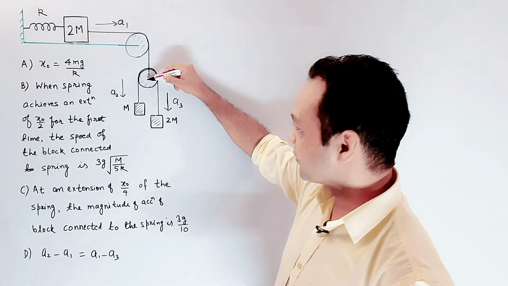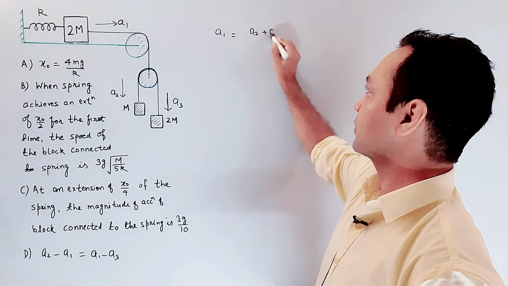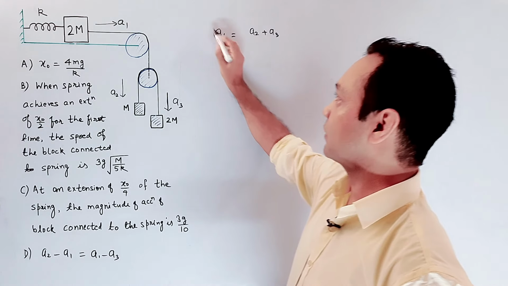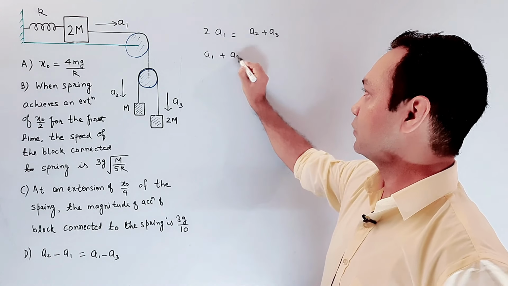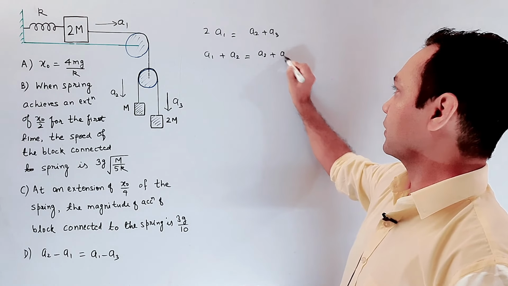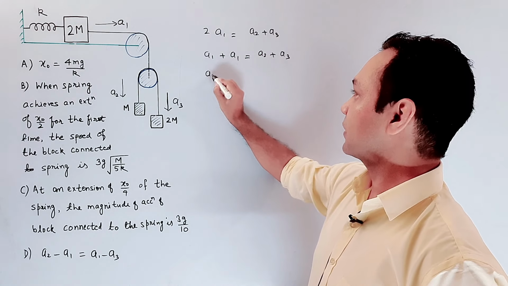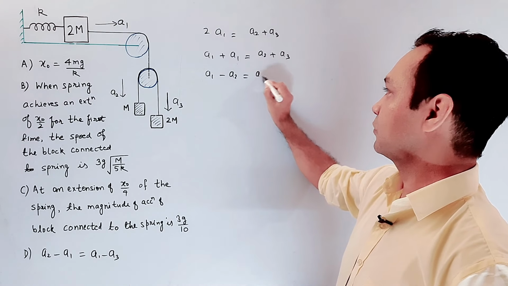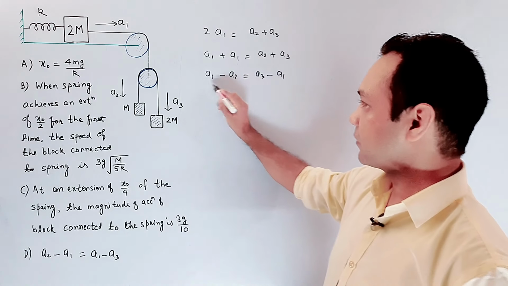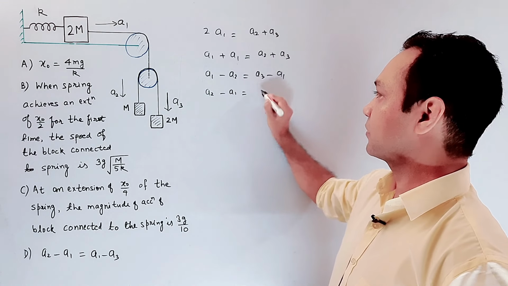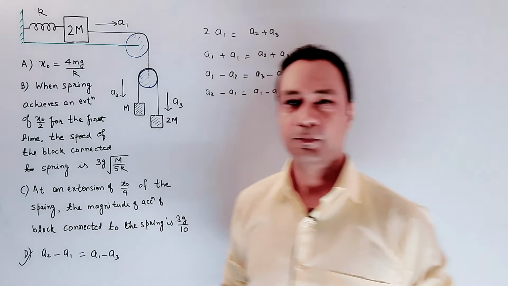So we can write the acceleration of the pulley A1 is equal to (A2 plus A3) by 2, and by 2 means I can bring this 2 here. So that is actually A1 plus A1 equal to A2 plus A3. So we can write A1 minus A2 is equal to A3 minus A1, or we can write it as A2 minus A1 is equal to A1 minus A3. So this option D is correct.